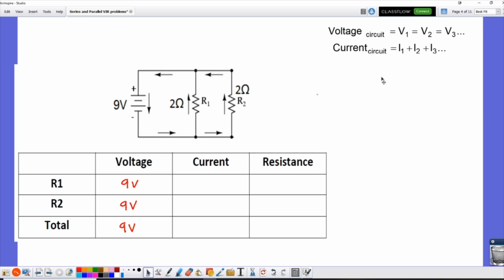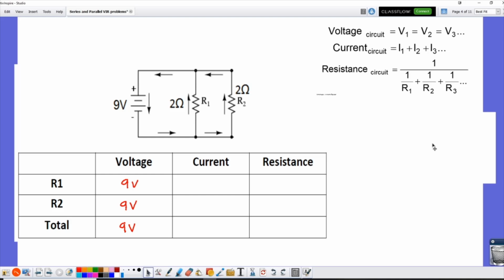Taking a look at current, current is going to be the one that you have to add up. Similar to how we had to add up the voltage in a series circuit, we now have to add up the current in all of these parallel circuits. So the current does get split up between all the resistors, and we do have to add it up to find the total. The resistance rule is a little bit messy, and it involves finding the reciprocal of everything.